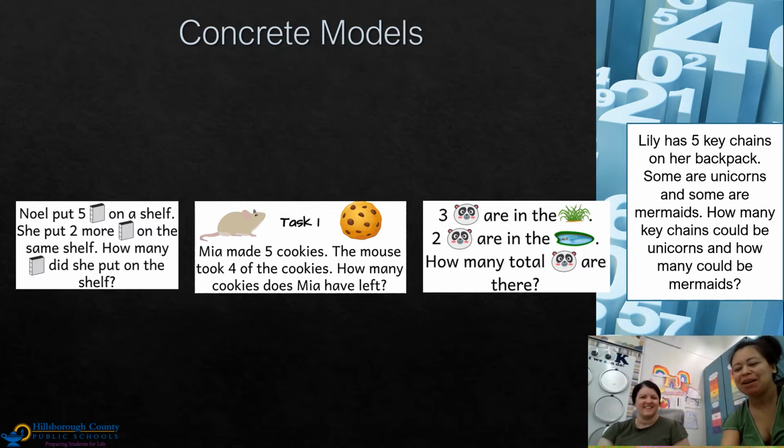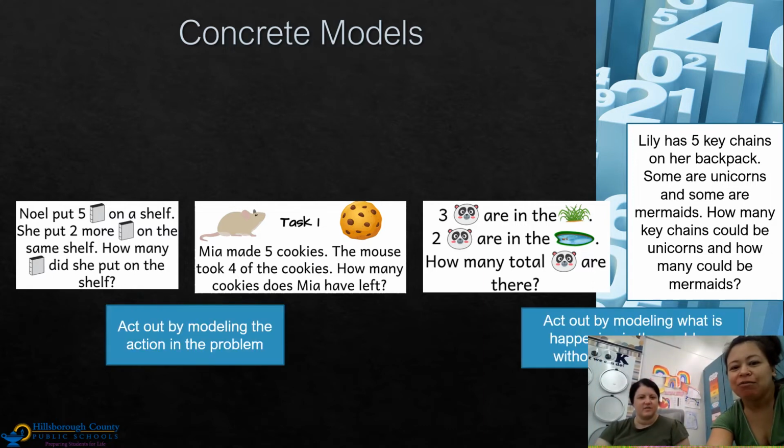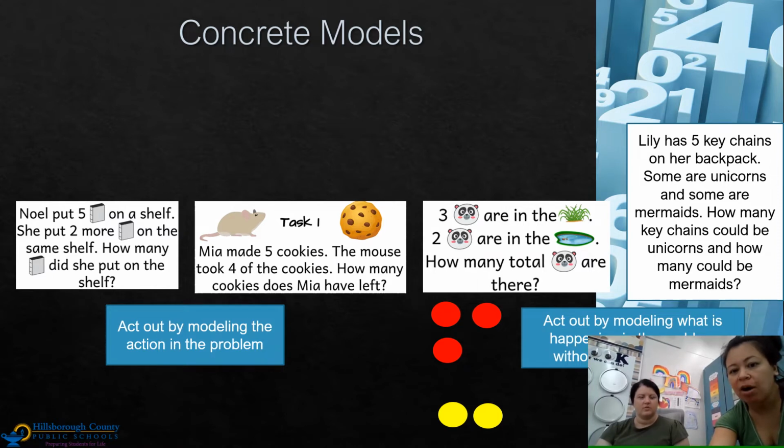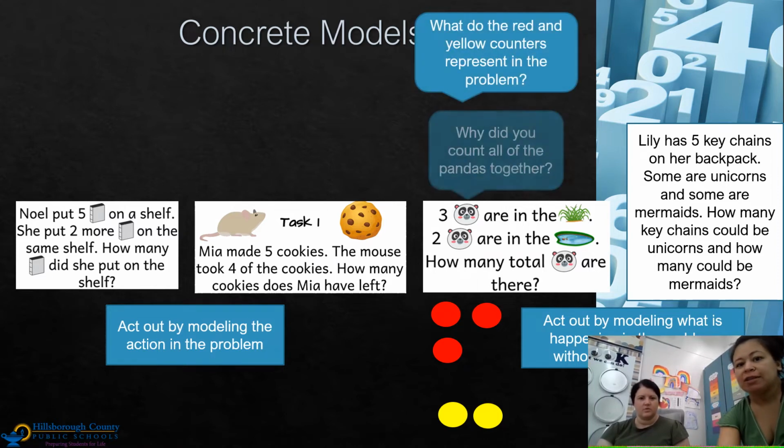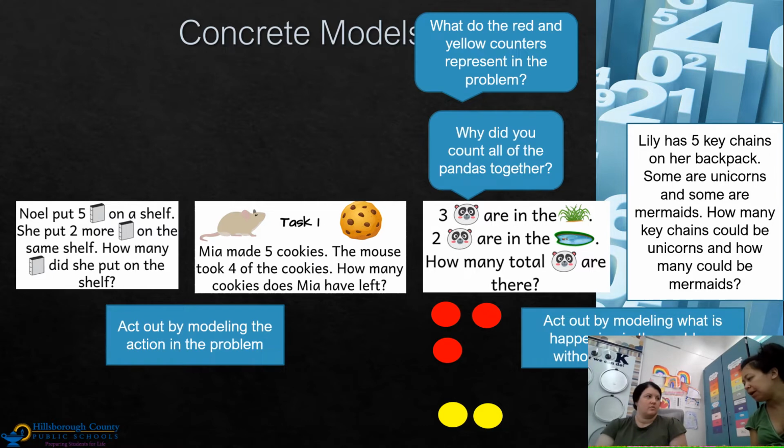All right, and here is the panda problem. Remember, we had the red counters representing the pandas in the grass, and the yellow counters representing the pandas in the pond. Here are some questions again that you could ask. What do the red and yellow counters represent in the problem? Hopefully the kids tell you the pandas in the grass, the pandas in the pond, and hopefully they can tell you the difference. They can point to, these are the pandas in the grass, these are the pandas in the pond. And then when you ask them, why did you count all of the pandas together, what do you think they might tell you? Because we were looking for the total number, so the problem told them.